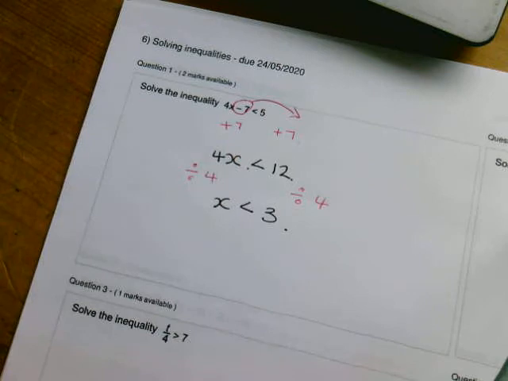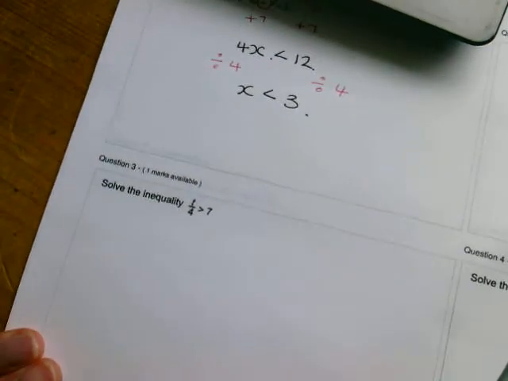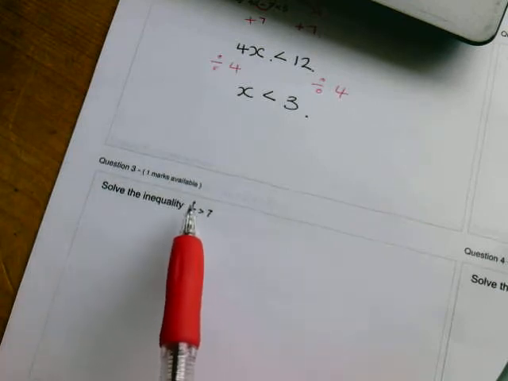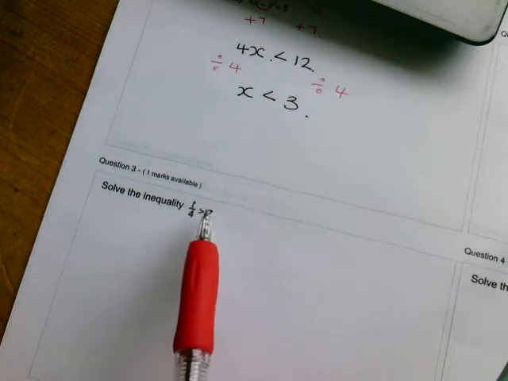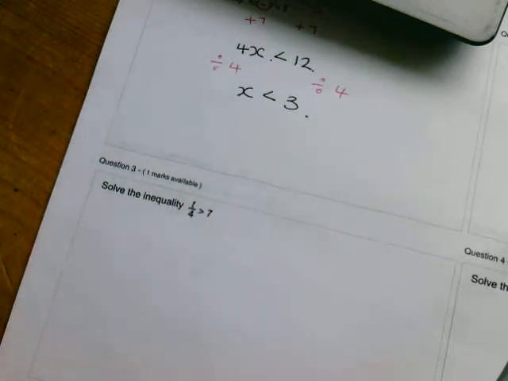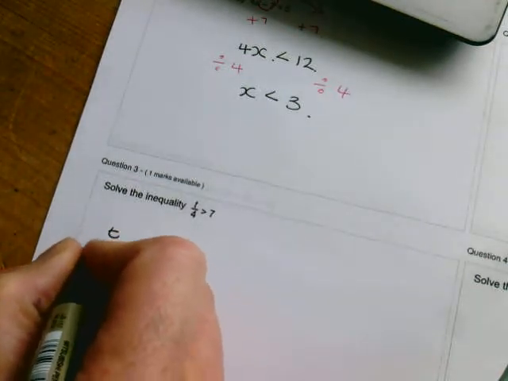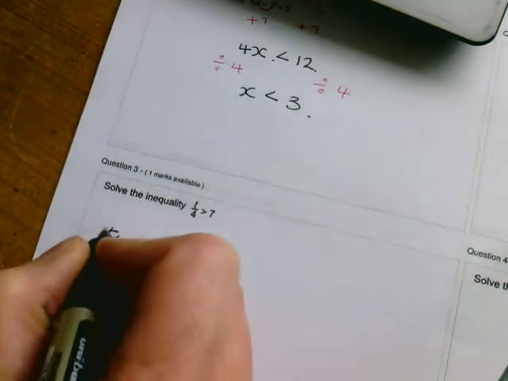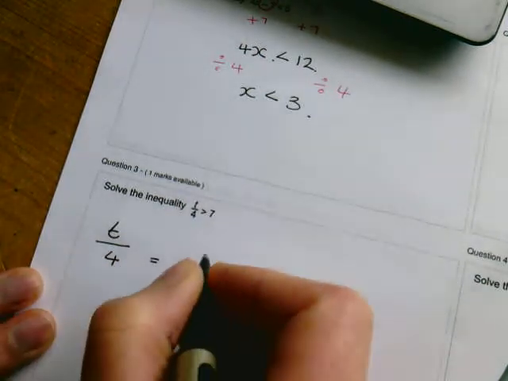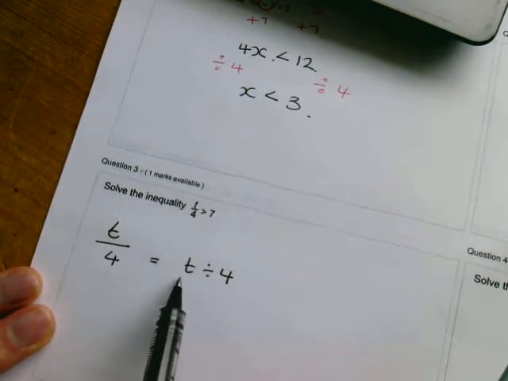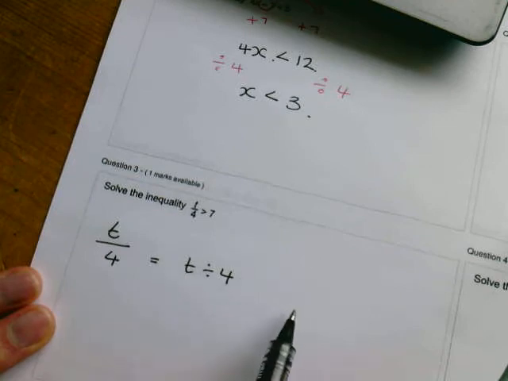Okay, so I'm going to look now at question 3 underneath. In this question, what we've got written here is t divided by 4 is greater than 7. A lot of people get confused when an algebra equation or an inequality is presented using a fraction. But you've got to remember that t over 4 is exactly the same as t divided by 4. Those two things mean exactly the same thing. There's no difference. So what this means is an unknown number divided by 4 is greater than 7.